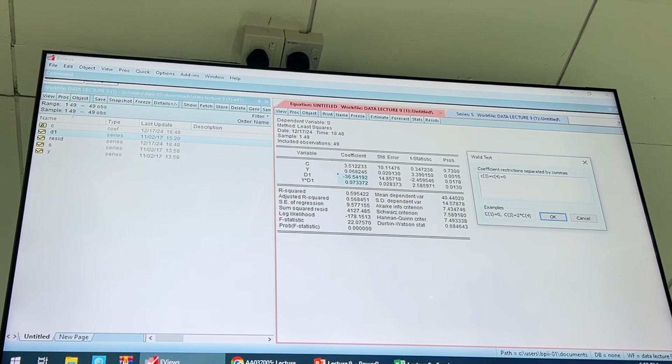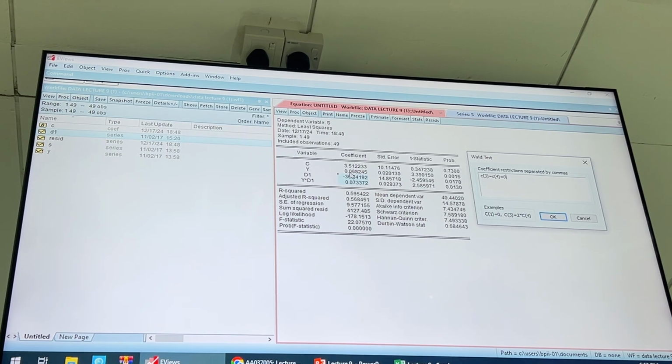So coefficient number 3 and 4 equal to 0. So this one you cannot use the F test. You cannot use this p-value, because this value is test for all slope. Okay, this one is test for all slope, including for this one, beta 1 as well.